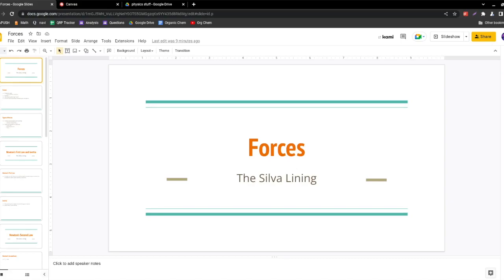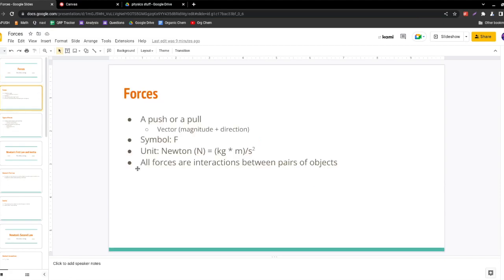So, welcome to Unit 2, which is Dynamics, and the most important part of this unit is forces, and this video will be going over the conceptual parts of forces. So, it's essentially a push or a pull. That's the most basic definition, and I'm not going to describe what a push or a pull is. I'm sure you can figure that out by yourself.